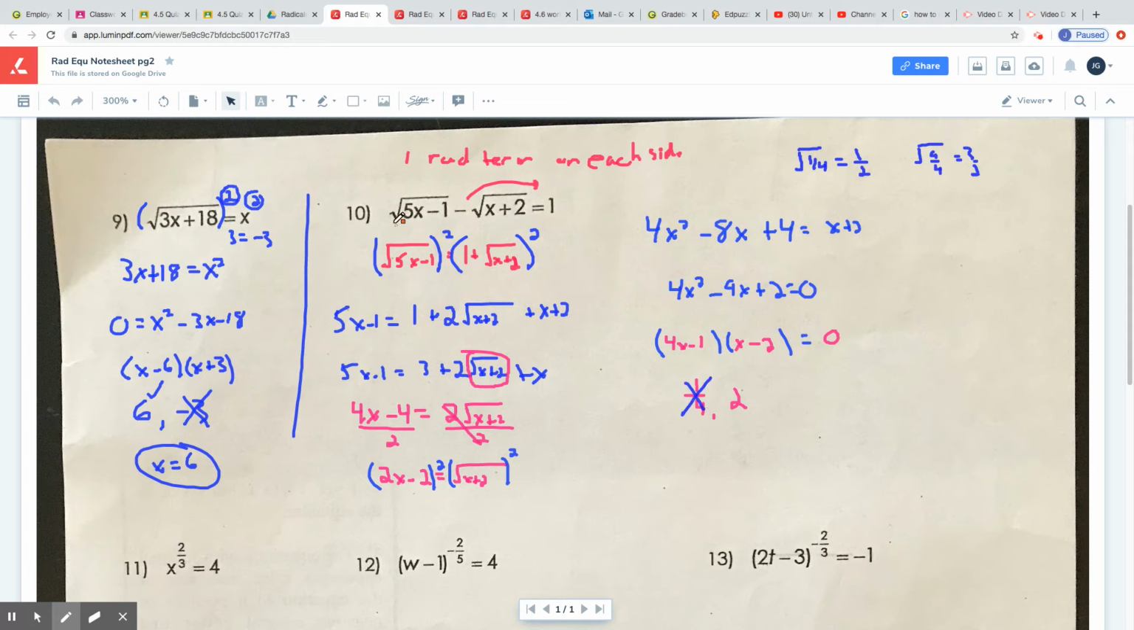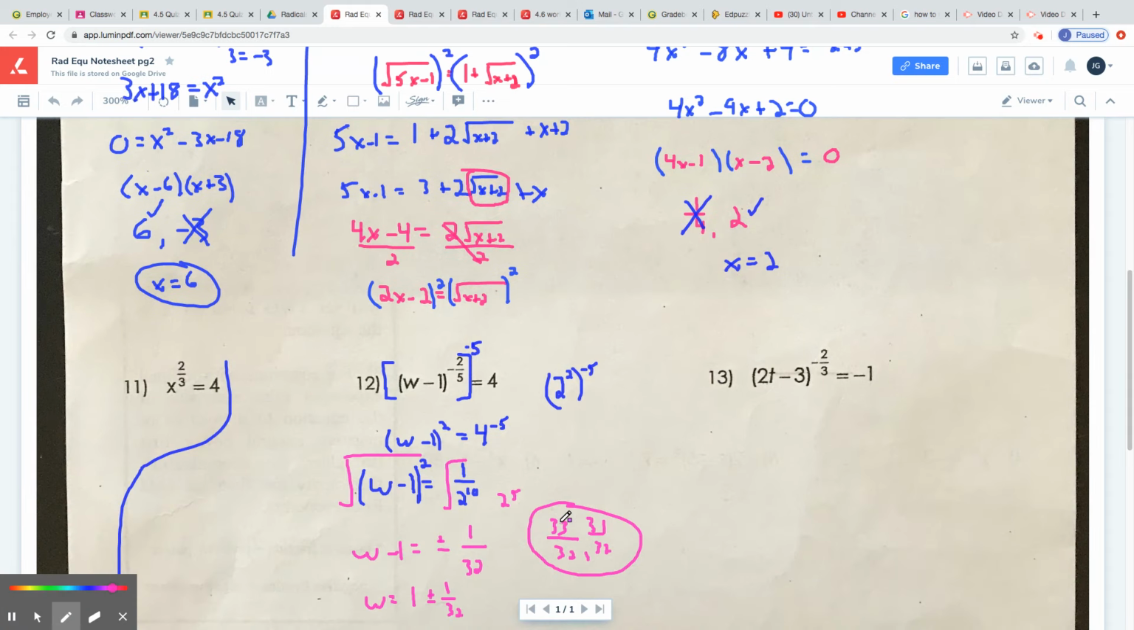Plug in 2. 5 times 2 is 10. 10 minus 1 is 9. The square root of 9 is 3. So I get a 3. 2 plus 2 is 4. The square root of 4 is 2. I get a 2. 3 minus 2 is 1. This works. So x equals 2. All right. Nice job.